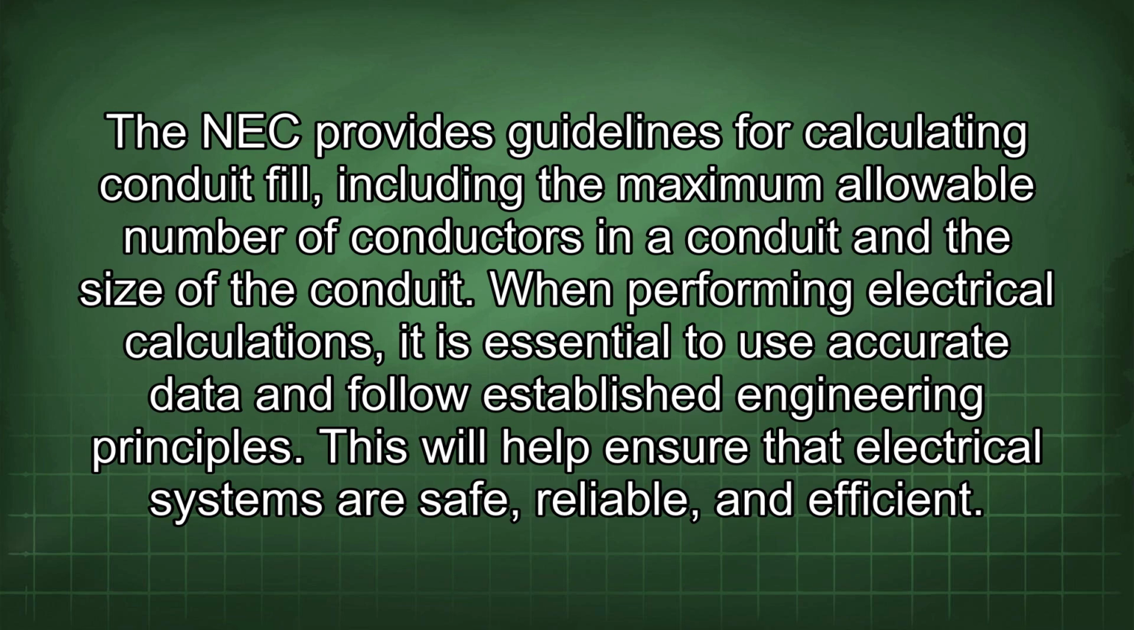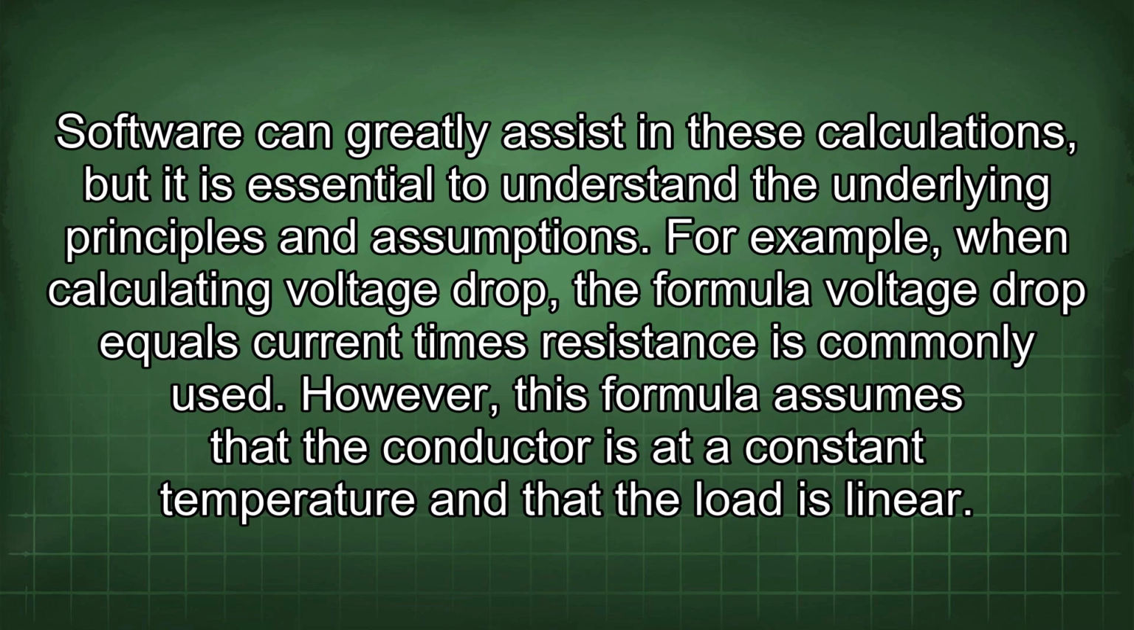This will help ensure that electrical systems are safe, reliable, and efficient. Software can greatly assist in these calculations, but it is essential to understand the underlying principles and assumptions. For example, when calculating voltage drop, the formula voltage drop equals current times resistance is commonly used. However, this formula assumes that the conductor is at a constant temperature and that the load is linear.